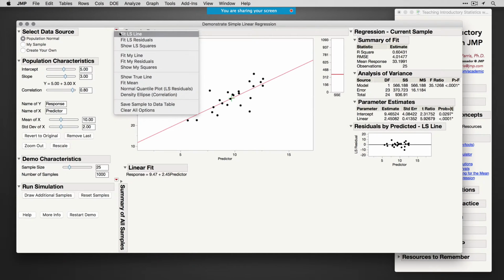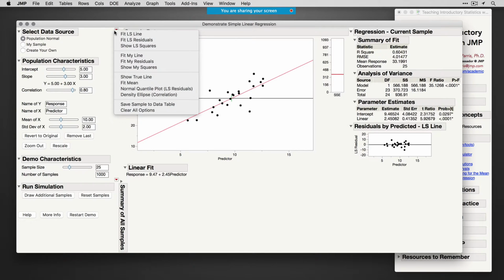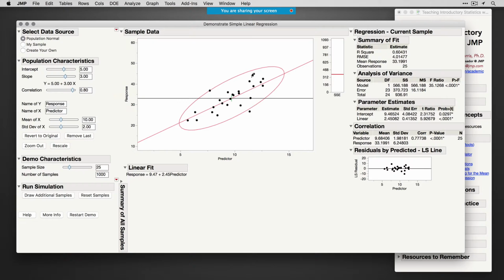So under this red triangle, you see a number of additional options. Depending on how you like to teach linear regression, some of these are really useful. Fitting the mean to the data, so showing where the mean is, gives you the ability to talk about the sums of squares, sort of regression versus the sums of squares total, right? Putting on things like density ellipses shows you a nice reflection of the correlation or the density.